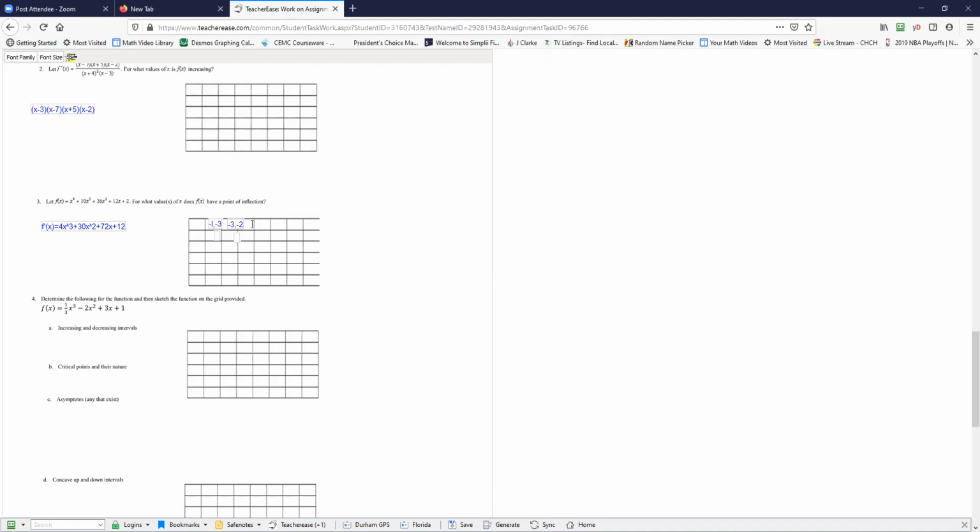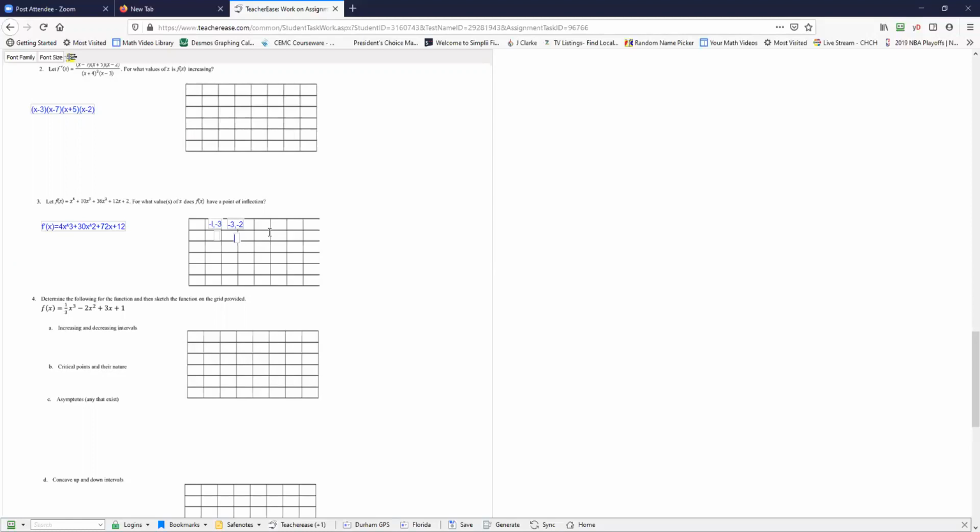And if I continue doing this, I would find that there was another change in concavity when I went from negative, concave down, to positive, concave up. That occurred at minus 2. There's another point of inflection at minus 2.